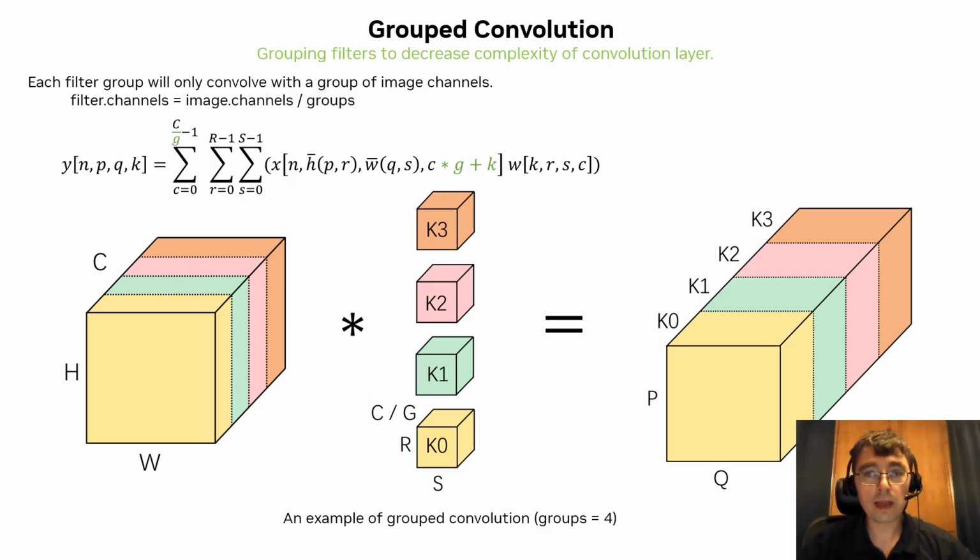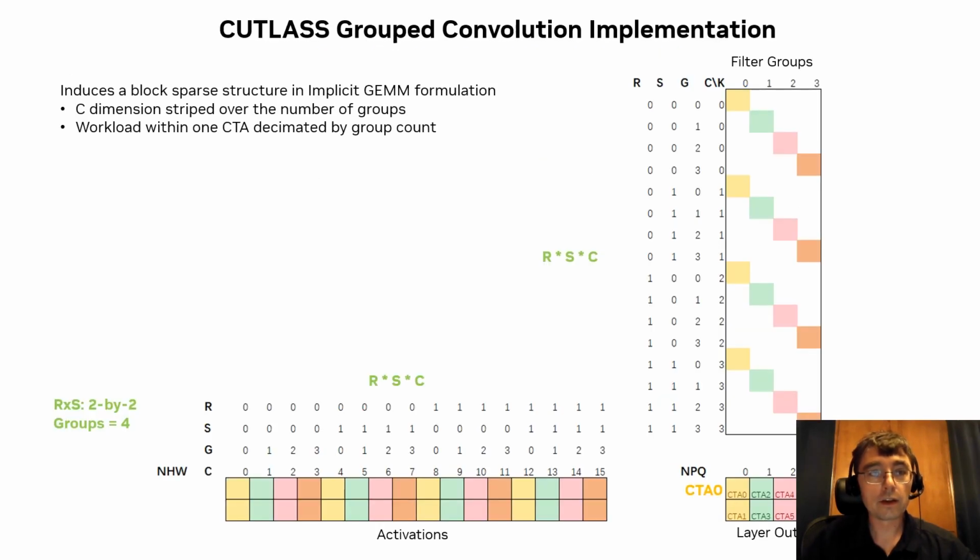Notably, the number of multiply adds performed is decimated by G, the group count. Thus, grouped convolution provides a convolutional operator that significantly reduces arithmetic intensity and offers a savings in model size by reducing the number of channels per filter stored and learned. Group convolution can be implemented efficiently for GPUs by extending the existing implicit GEMM convolution pipeline.